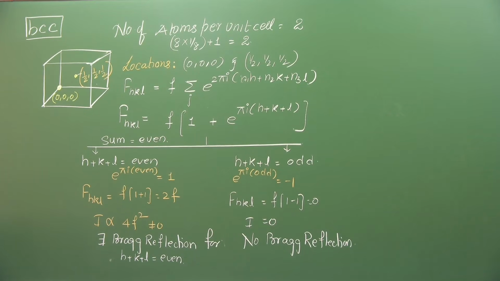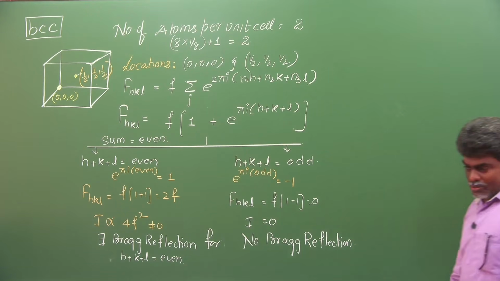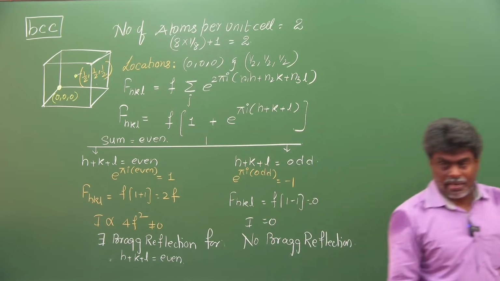So which planes are Bragg reflected in BCC? Only those for which H plus K plus L is even. FCC. Number of atoms per unit cell. I hope everybody knows, 4. How? 8 into 1 by 8 plus 6 into 1 by 2. That's why 4. So total 4 atoms we have to take. Is it over? BCC completed.